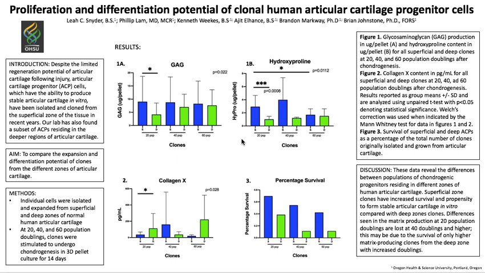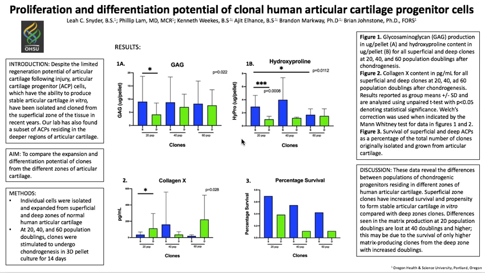We also wanted to determine the percentage survival of clones at 20, 40, and 60 population doublings for both superficial and deep zone ACPs compared to the original number of clones that we started out with. So for the superficial clones, there was about a 75% survival at 20 population doublings, which fell off a little bit at 40 and 60 population doublings, but significantly less so than the deep zone clones. Less than 40% of deep zone clones made it to 20 population doublings, and only 11% of those made it to 40 and 60 population doublings.